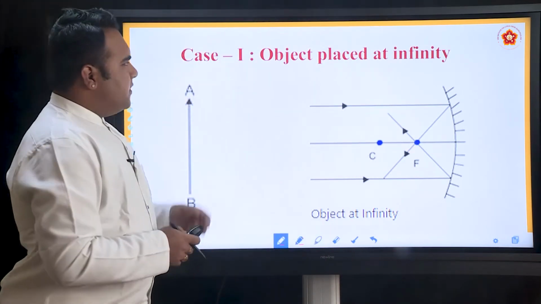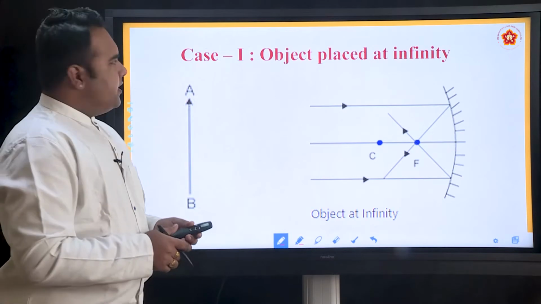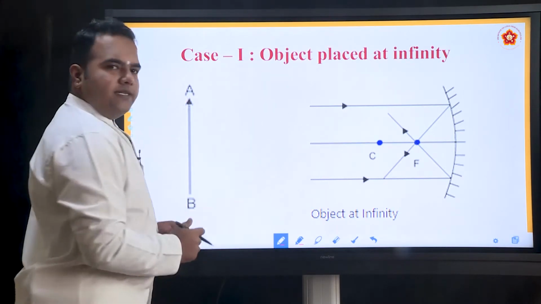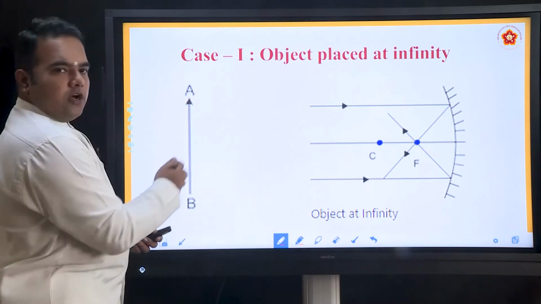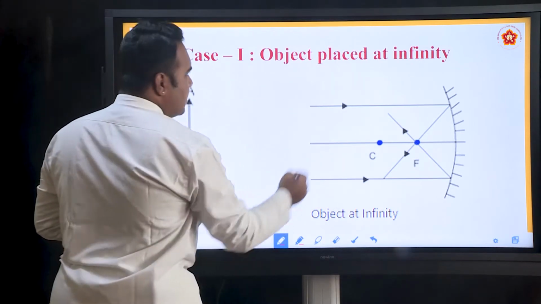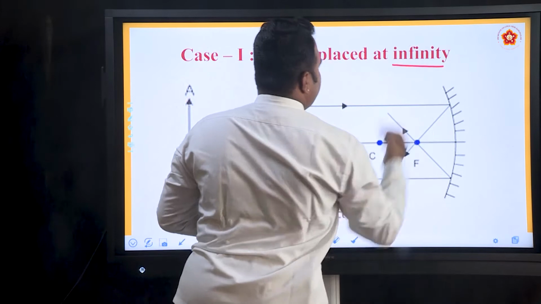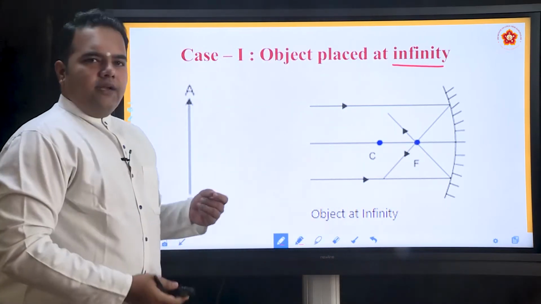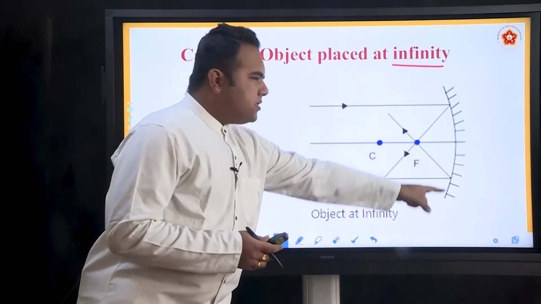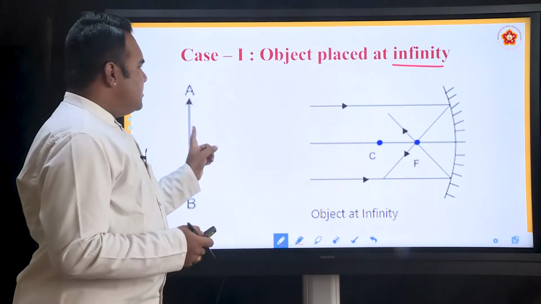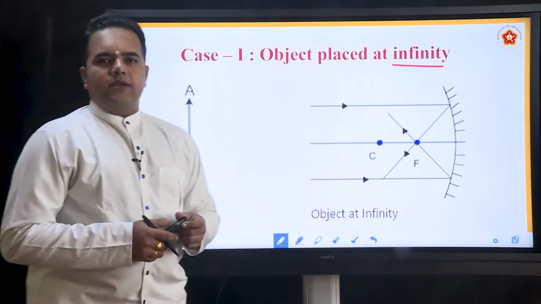So, case 1 of the concave mirror: the object is placed at infinity. This is how we depict our object. Now what do we mean by infinity? Infinity literally does not mean so far away, but compared to the dimensions of the mirror, the object is placed quite far from the mirror.